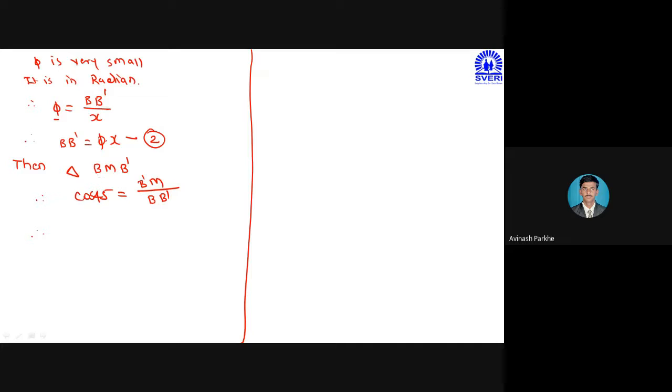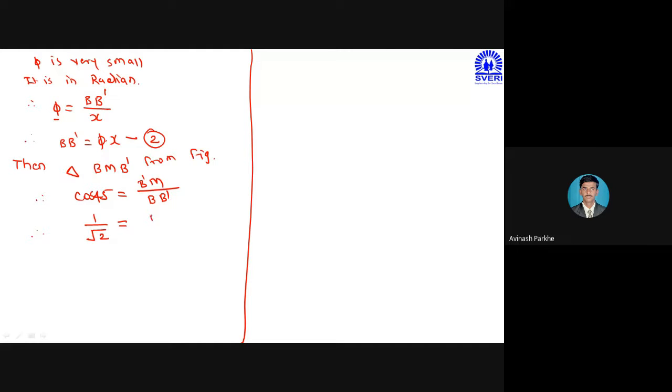So for that purpose, we have considered one triangle BMB dash. From the figure, we have applied the rule and calculated this particular value. What will be the value of cos 45? Can anybody tell me the value of cos 45? Cos 45 is equal to 1 upon root 2. Please keep in mind, this is a standard value. Cos 45 is equal to 1 upon root 2.